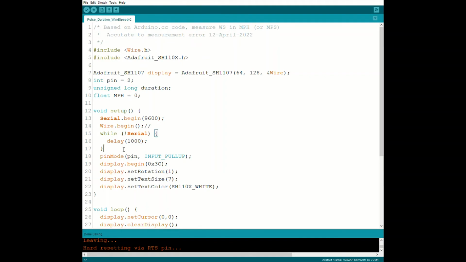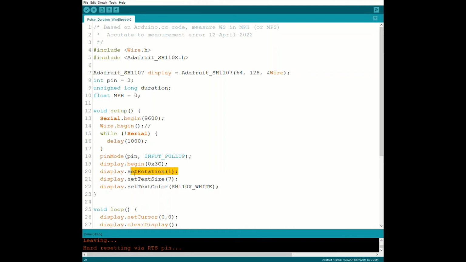The next line, I establish the pin mode for the pin. It's an input with a pull-up resistor that is built into the system. Following line, I initiate the display with display.begin and tell it what the I squared C address is. And this is, again, right from the documentation provided by Adafruit, not something I invented.